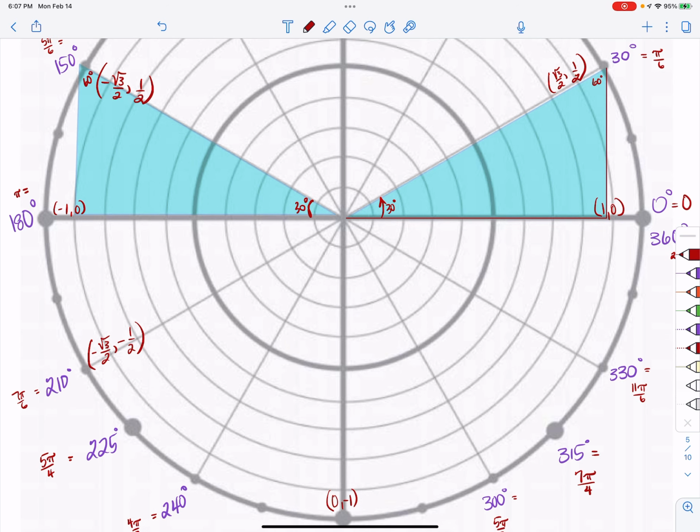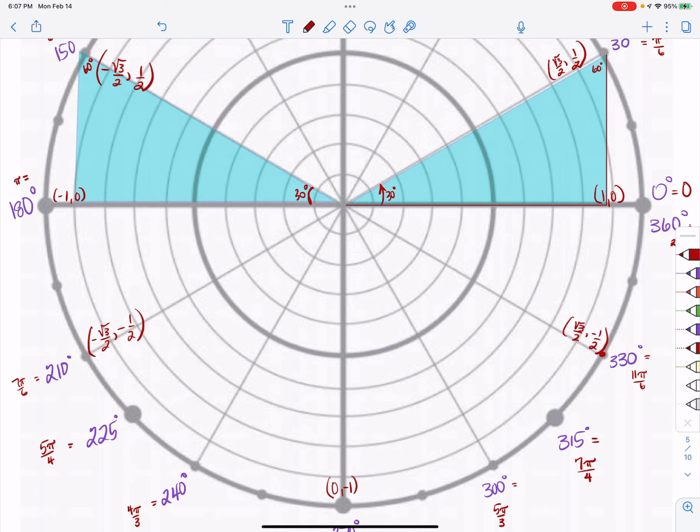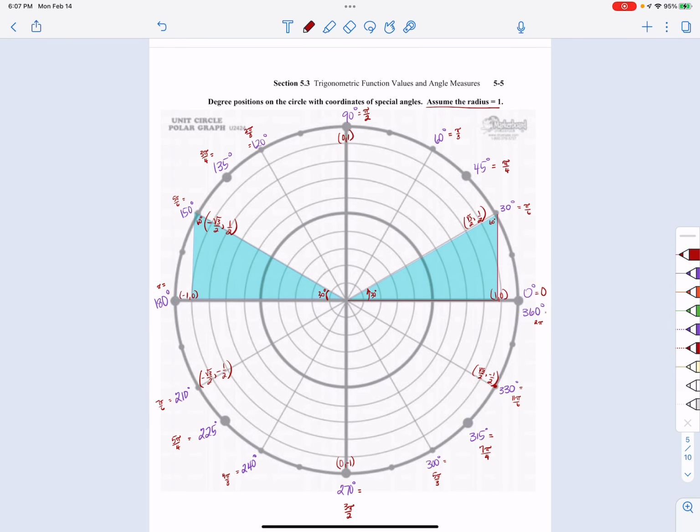And then there's one more over at the 330-degree position, right here. In order to get to that 330-degree position, we need to go to the right, and it's a long leg at √3/2. But then we're going to go down 1/2, so that's going to be a -1/2. Okay. Now, there's another set of 30, 60, 90 triangles, so I'm going to get rid of these right here simply so that they're not in our way.